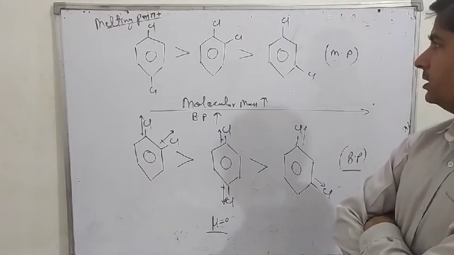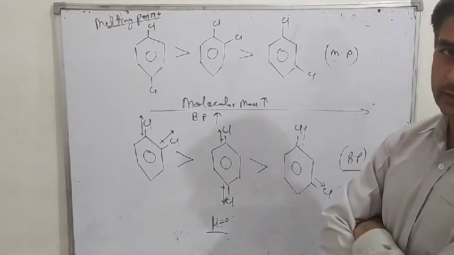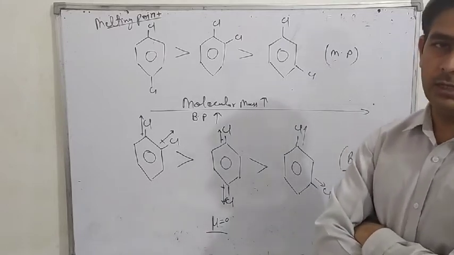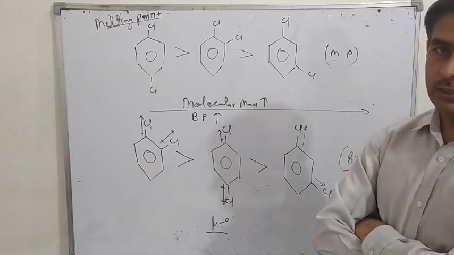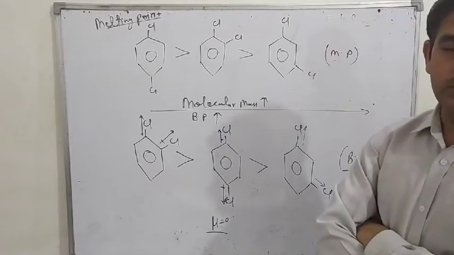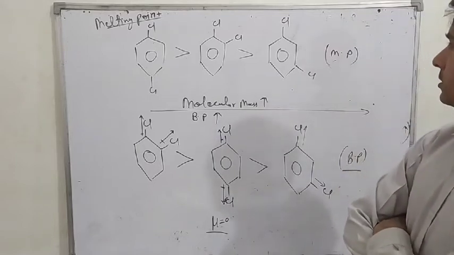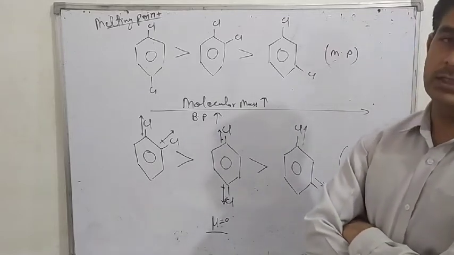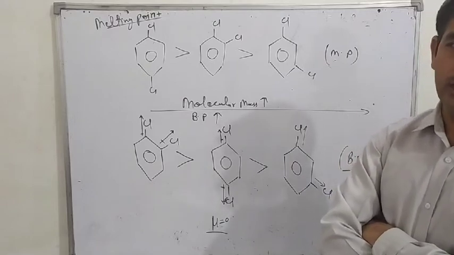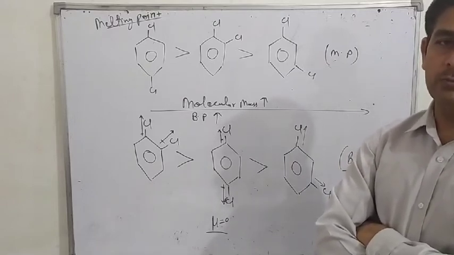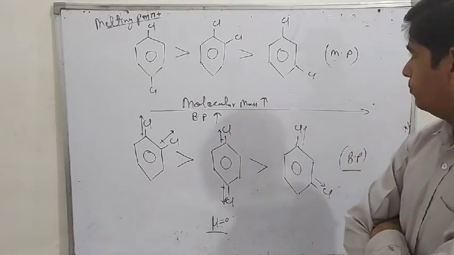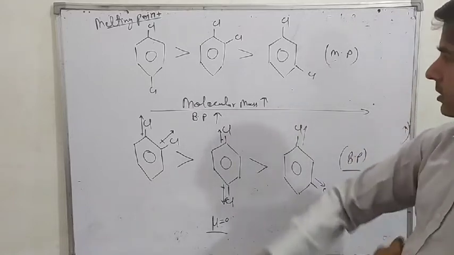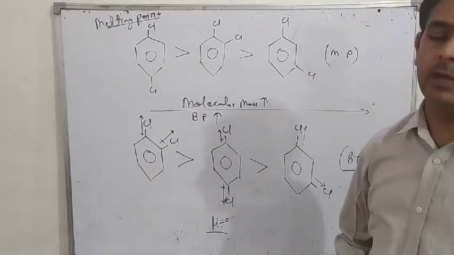And orthodichlorobenzene actually has two factors. One is symmetry; it is not so much symmetrical, but it is more polar than the other. So that's why it comes in second place. And if we talk about meta, it is neither symmetrical nor does it have very great polarity. So that's why we have this type of arrangement in case of melting point.